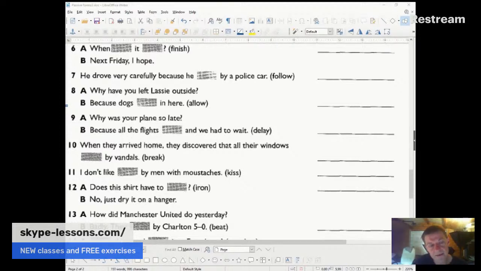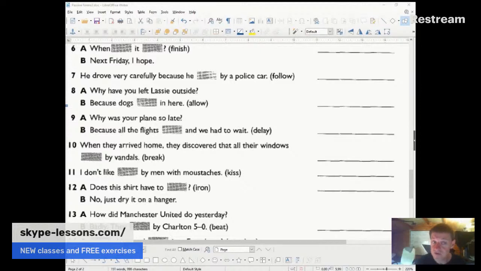So number 11 now. I don't like, and then two words, by men with moustaches. Now here, after the verb like, we always see a gerund. Yeah, we see an ing word. And that's why if we're going to make this passive, we need to add the verb to be. So let's do it as we would after the verb like, which is the gerund, being. So I don't like being, and then past participle, kissed by men with moustaches. And this is how we make passive with gerunds.